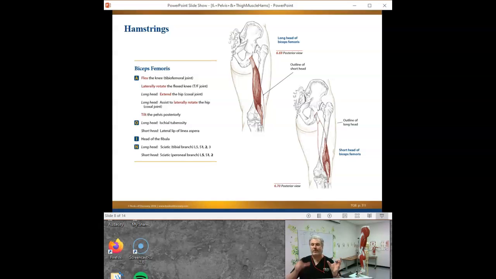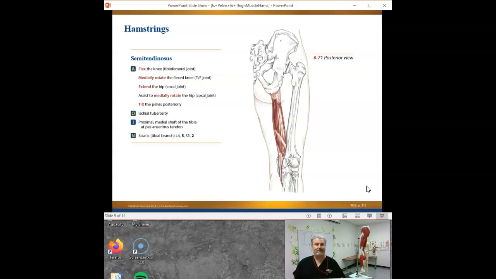Take tibia and put it with femoral. You just said it. Yeah, it's hard though. Tibial femoral joint. Yeah, we'll take that. Awesome. Tibial femoral joint. Cool.